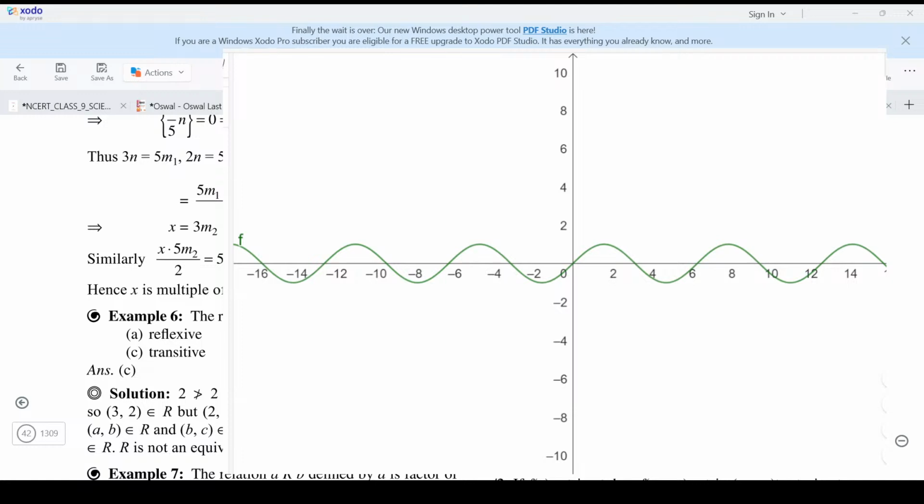Why is it called a periodic table? Because it occurs at every interval. The properties of these elements repeat themselves after a certain group or certain column. So that's why these are called periodic.